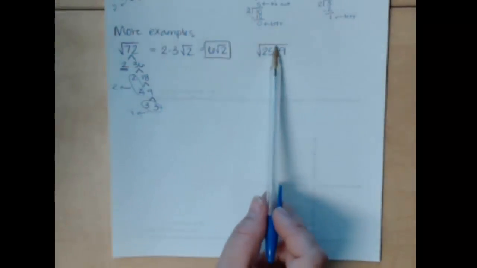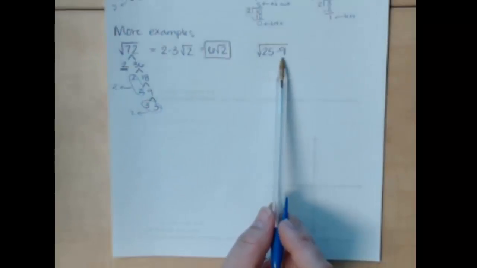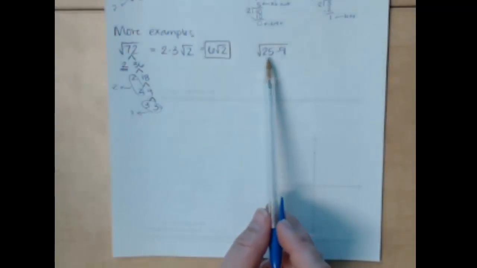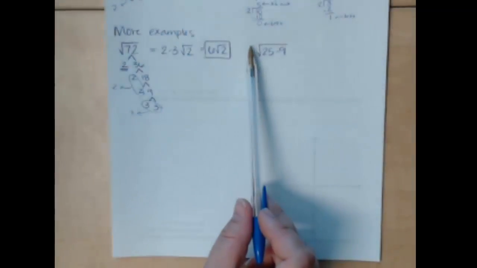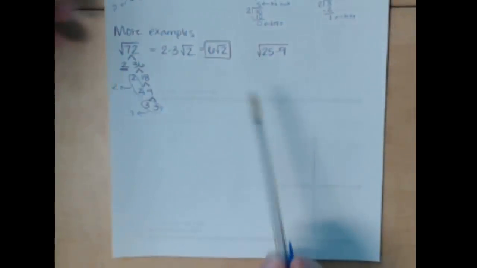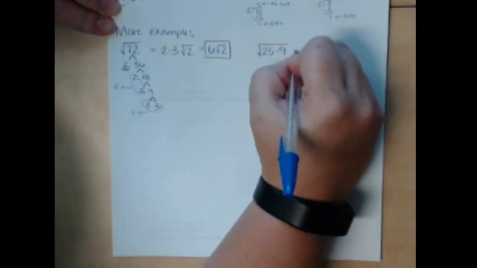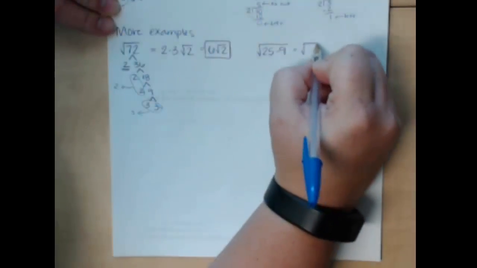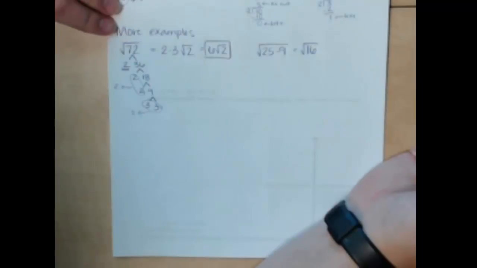We have to simplify what's underneath here because of order of operation, right? Order of operation tells us to do parentheses first or any kind of grouping symbol. And here the square root is a grouping symbol. So we have to simplify this first. 25 minus 9 is 16. And the square root of 16 is 4, right?